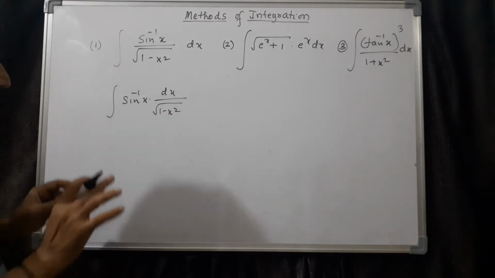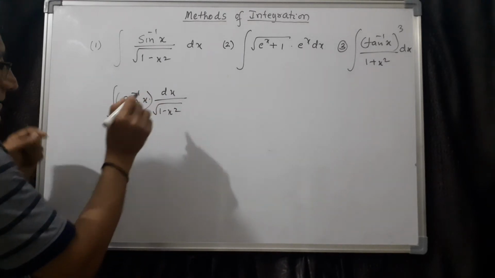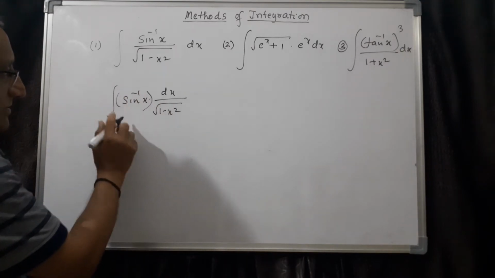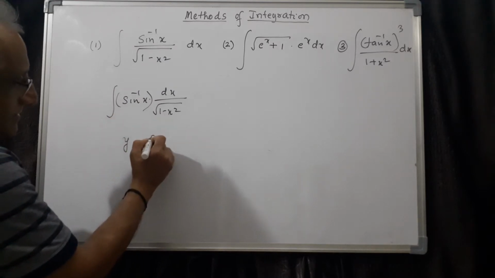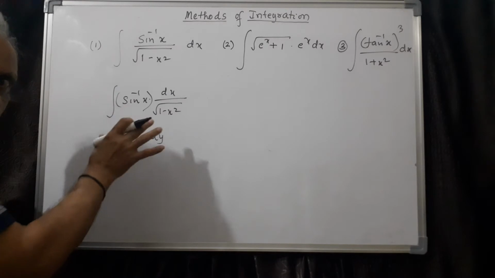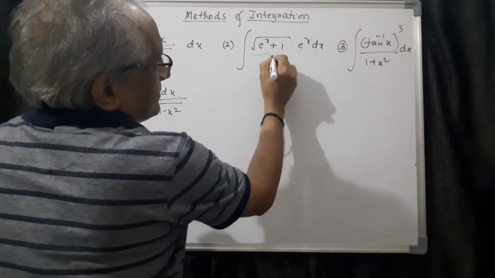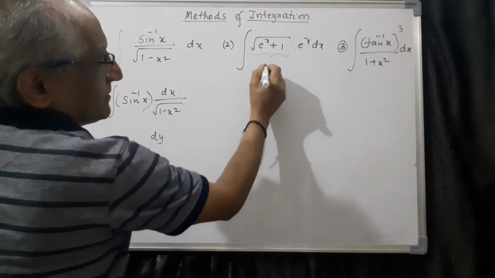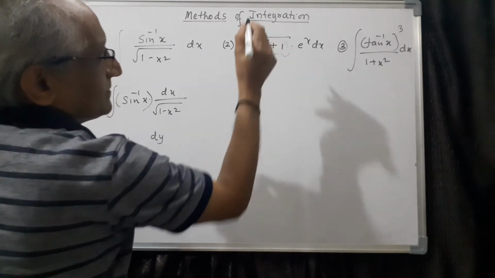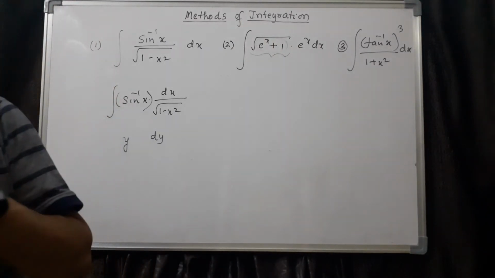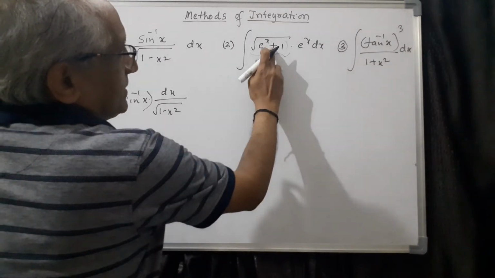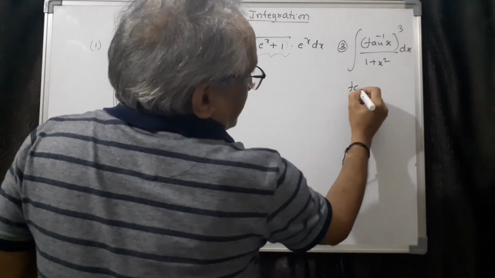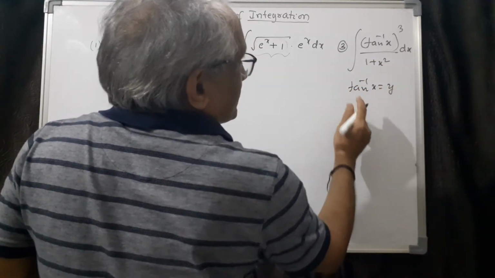First thing which you have to identify is which function to substitute. Here you see it is not a composite function, but still you have to use the substitution method. If you substitute this equal to y, this becomes dy. You can check it, I will show you how to do it. Here also, this is clearly a composite function: e^x plus 1 is the first function, then the square root. If you substitute the inner function equal to t or y, this becomes dy. Then you can integrate. Same thing here: tan inverse x, you have to substitute y, so that you can proceed.